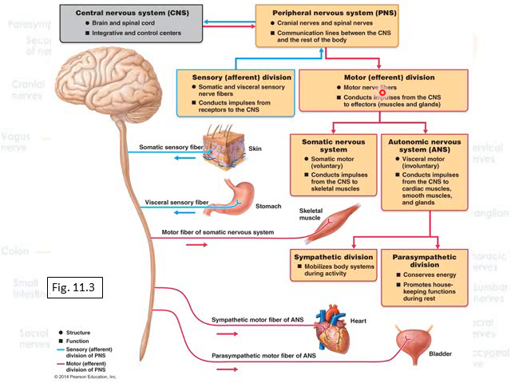And then underneath the motor, the efferent division, we have somatic, which we spent a lot of time with last semester, mainly dealing with skeletal muscle. And then the autonomic nervous system, which includes sympathetic and parasympathetic, and that's what we're going to be dealing with today.